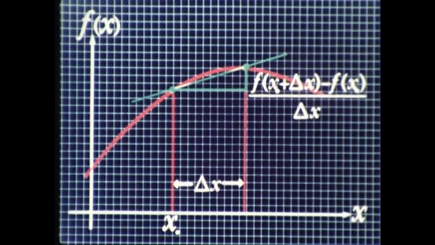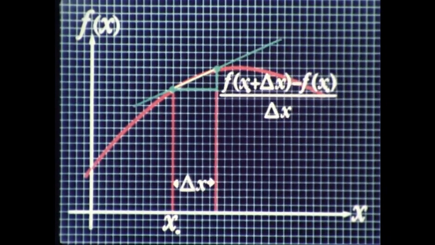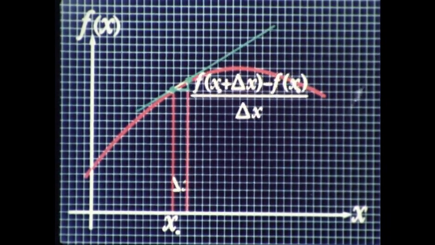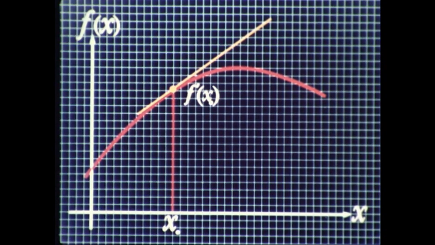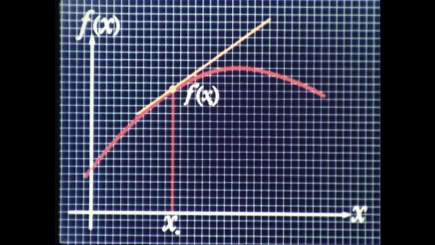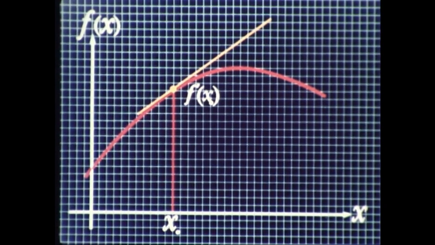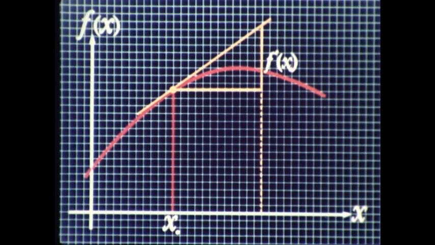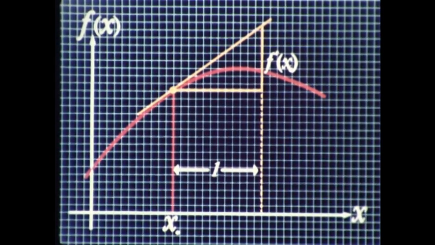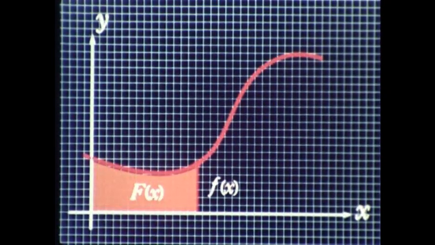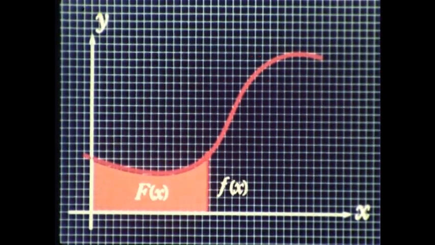As delta x approaches 0, this chord rotates into its limiting position, the tangent line, and its slope has become f prime at x naught, the derivative of f at the point x naught. Thus, the yellow triangle with base 1 and hypotenuse along the tangent line has altitude equal to f prime at x naught.